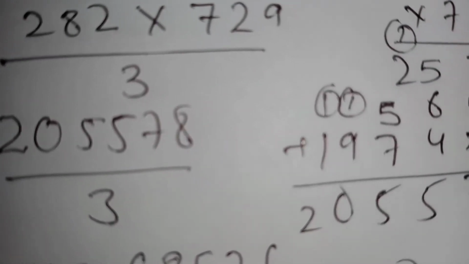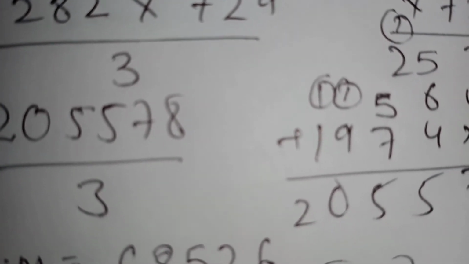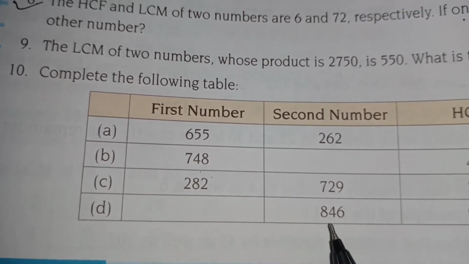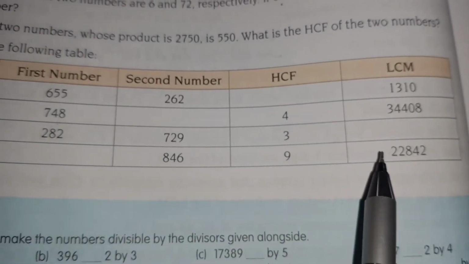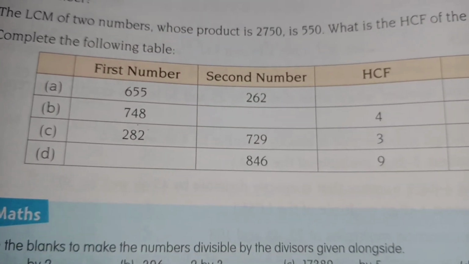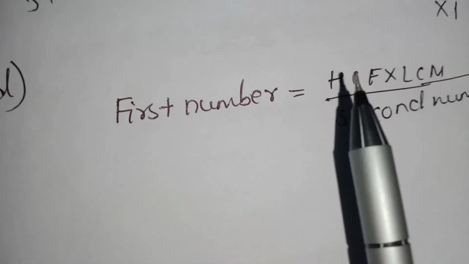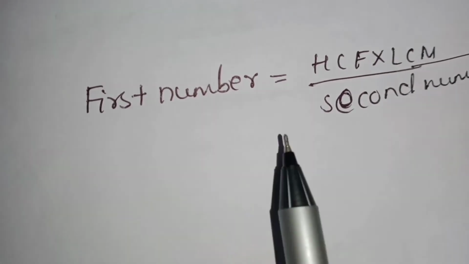Okay, now I'll explain you the last one. You will do it by yourself. So this D you will do by yourself. First number is not given, second is given, SCF is given, LCM is given. So how to find the first number? See here. Now in D, first number you have to find. So what you will do? SCF into LCM by second number.